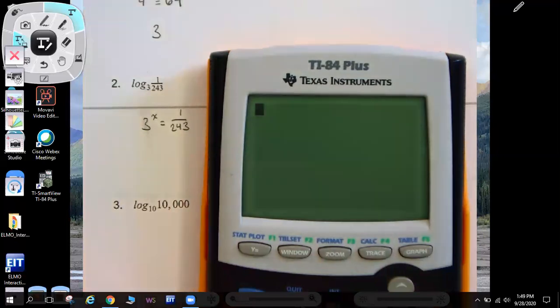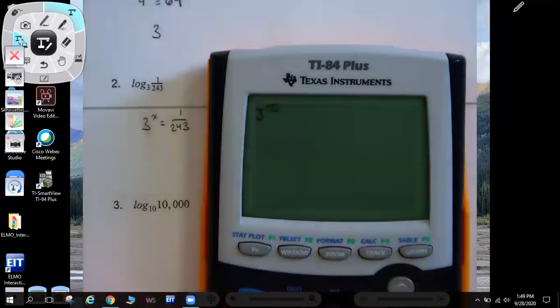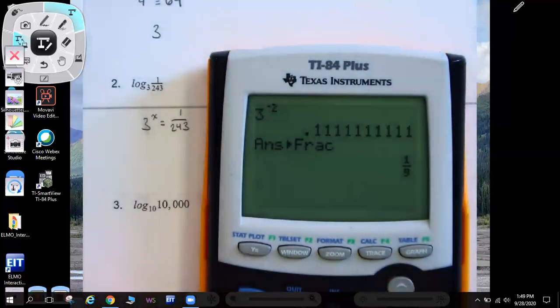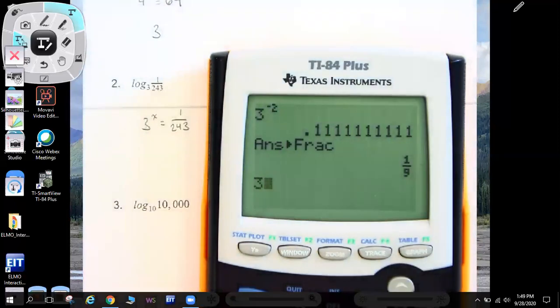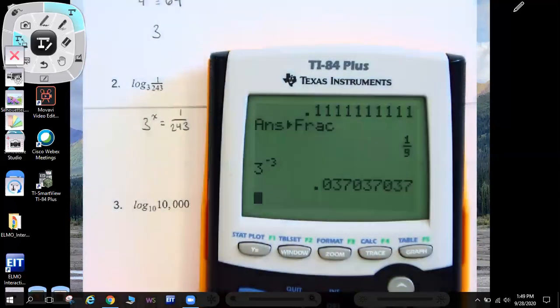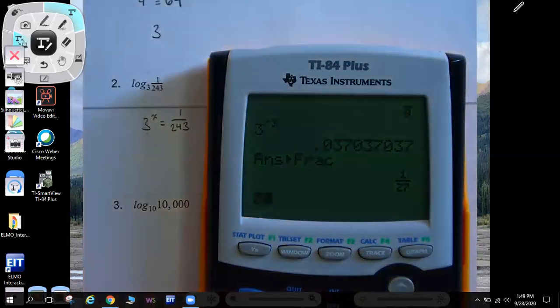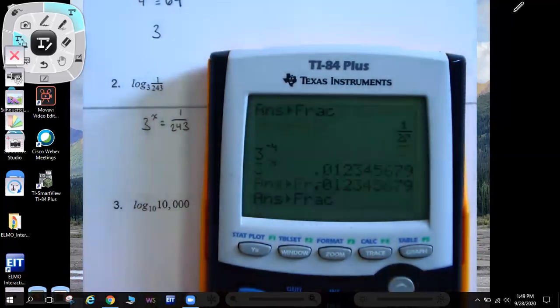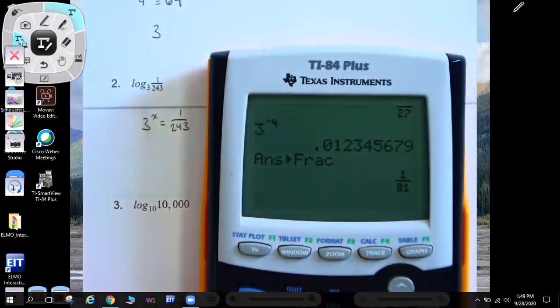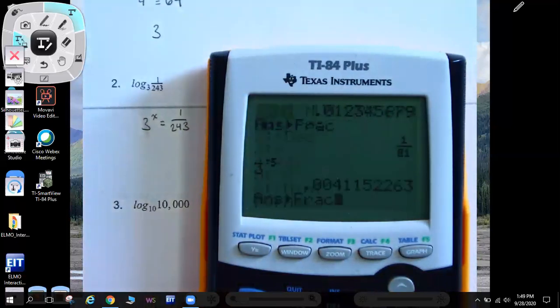So we can try different negative exponents, like 3 to the negative 2 power. Change that to a fraction. That's not what we need. So then we try 3 to the negative 3 power. Change that to a fraction. Still not right. 3 to the negative 4 power. Change that to a fraction. That's not it. 3 to the negative 5. Change that to a fraction. We get 1 over 243. So our exponent needs to be negative 5.